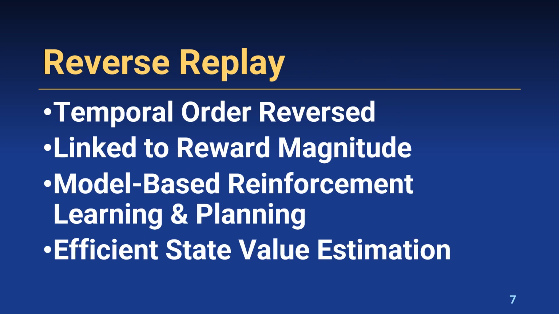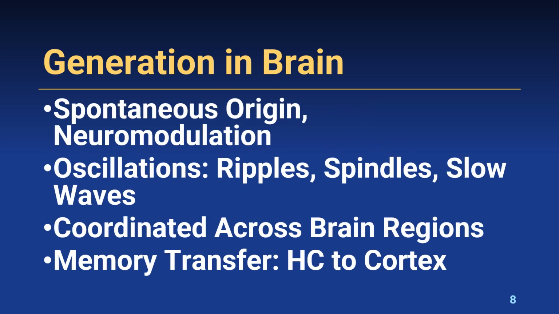An intriguing aspect of biological replay is reverse replay. When associated with a reward, the temporal order of replay can be reversed, with the strength of this reversal correlating with the reward magnitude. This is thought to be similar to backward planning from a goal in Markov decision processes, a concept widely used in reinforcement learning. Thus, reverse replay could be an efficient way of estimating state values, crucial for reinforcement learning.